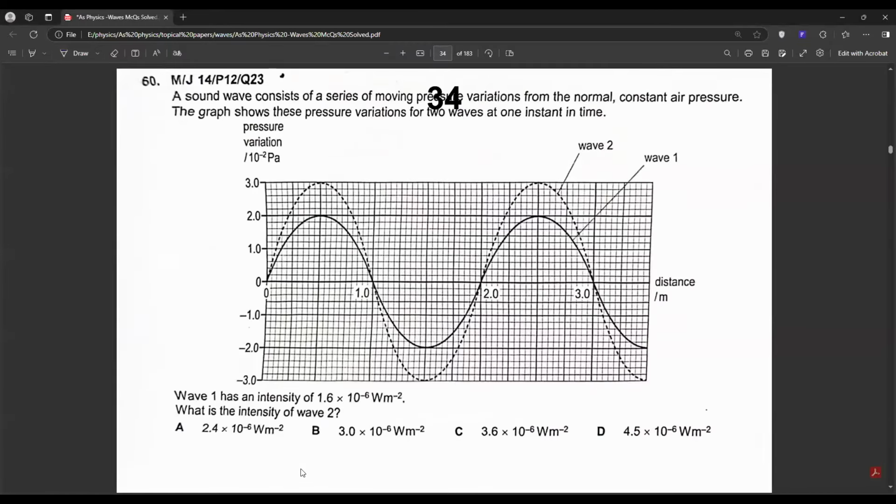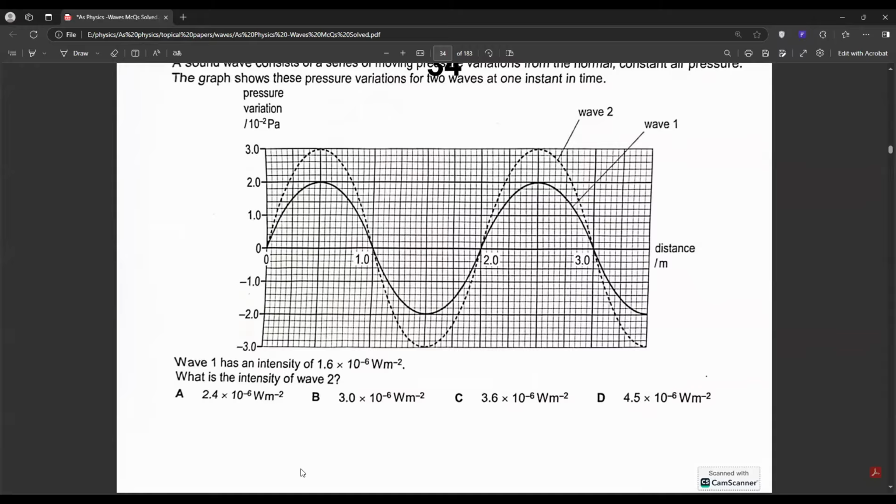The graph shows a series of moving pressure variations from the normal constant air pressure. The graph shows these pressure variations for two waves at one instant in time. Perfect. Wave 1 has an intensity of this. Okay, so what is wave 1? This solid line is wave 1. We have to calculate the intensity of wave 2.